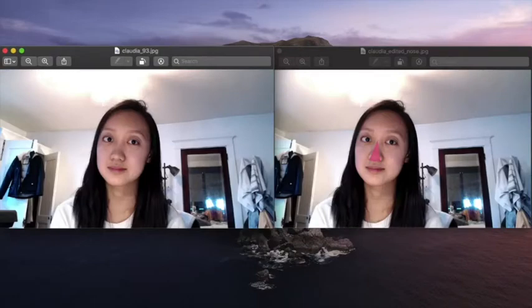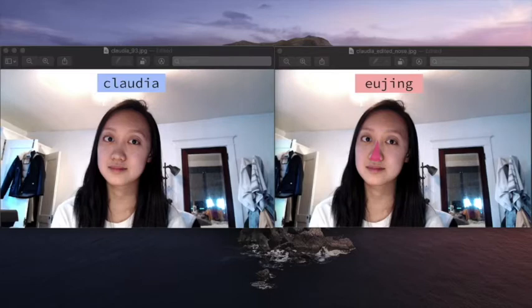This is an example of what a modification of the mouth would look like. Next, we have an example of a nose modification on Claudia, and the result of this is that the classifier misclassifies her as Eugene.